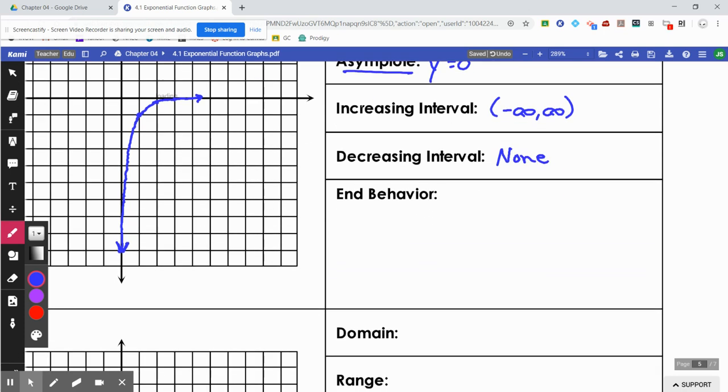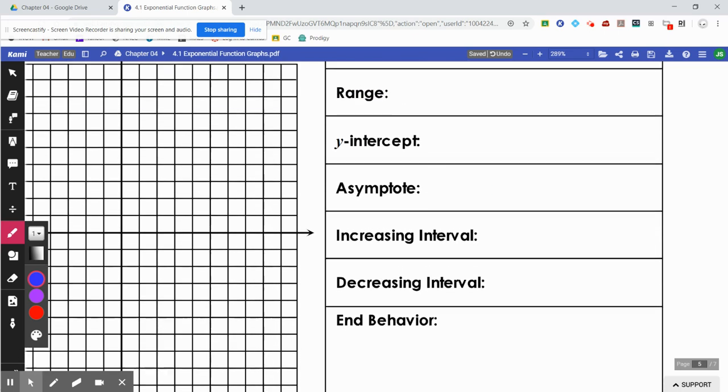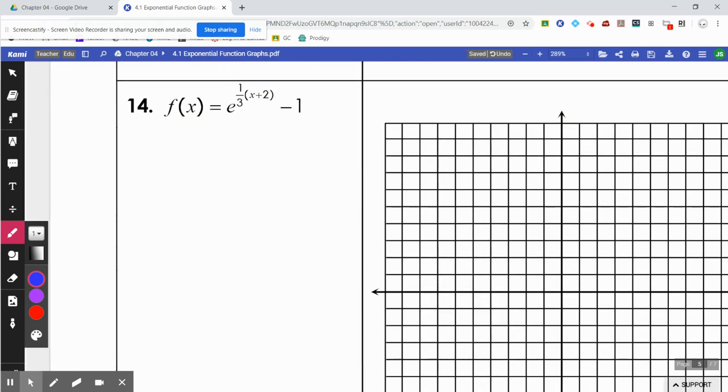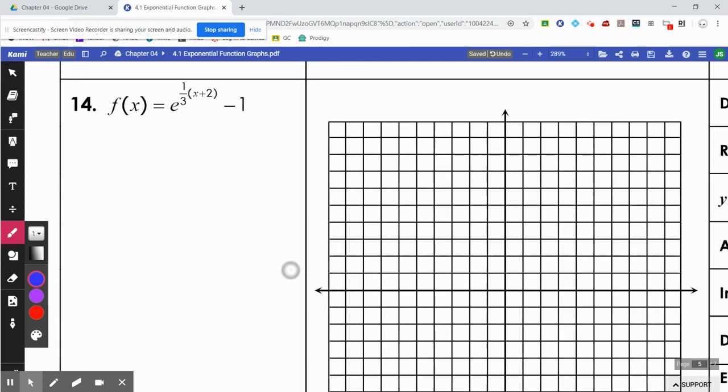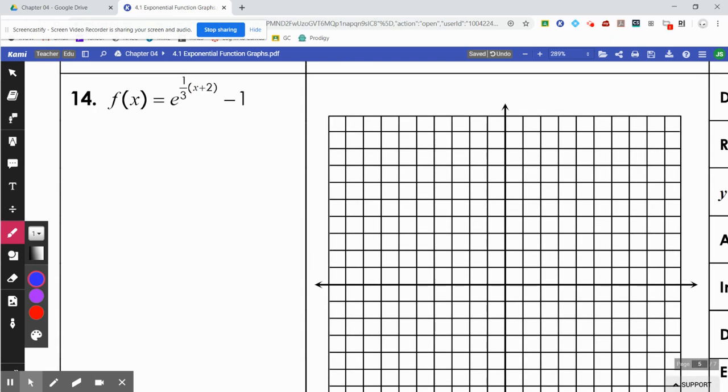Your function increases forever in both directions, or from left to right, so therefore it does not decrease. And then finally, our end behavior. As we travel to the right on our graph it approaches our asymptote line, and as we travel to the left on our graph, it goes down forever.